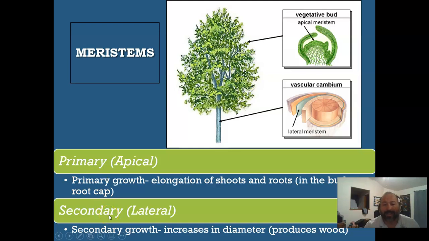We also have secondary meristems, or lateral meristems, and that's doing secondary growth. The secondary growth is the increase in diameter in the trunk, and this is the part that produces wood. You can see right here with the vascular cambium how it's showing our lateral meristem, and we'll keep adding layers and layers and layers, which allow this growth in diameter.